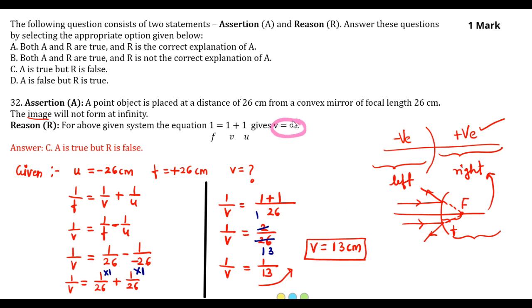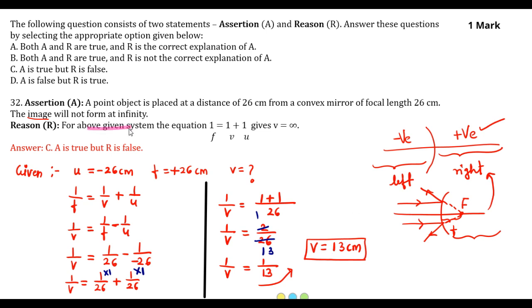So see here, a point object is placed at a distance of 26 centimeter from the convex mirror. Focal length is 26 centimeter. Image will not form at infinity. Yes, it will not form at infinity because v is 13. So our assertion is correct. For the above given system, the reason says v is equal to infinity. So this cannot be correct because our v is not infinity. We are getting 13 centimeter. That's why our reason is false.